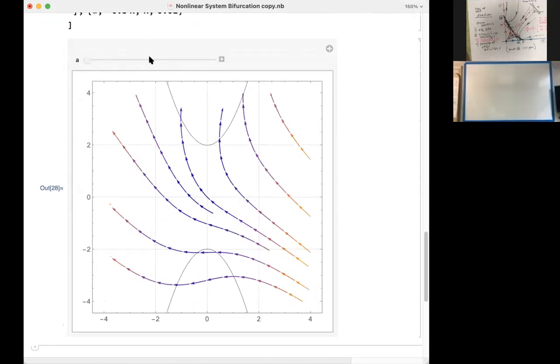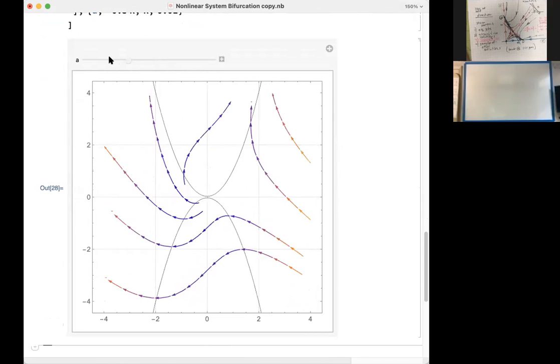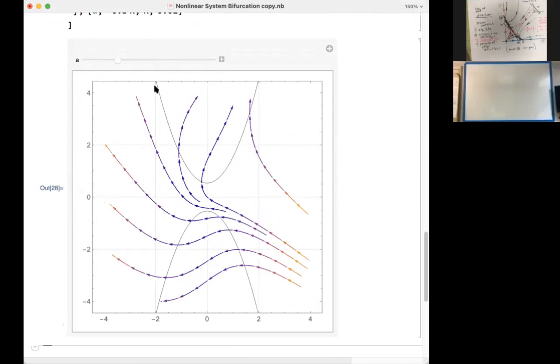And watch what happens as I bring the A's closer together. Whoops, too far. Notice all streamlines cross the upper parabola vertically. I don't have too many here. All streamlines cross the lower parabola horizontally. So what happens when that vertical motion crashes into this horizontal motion?